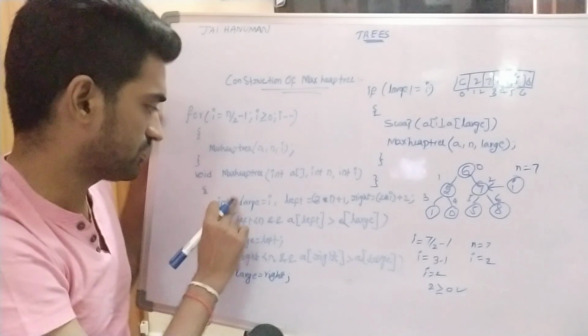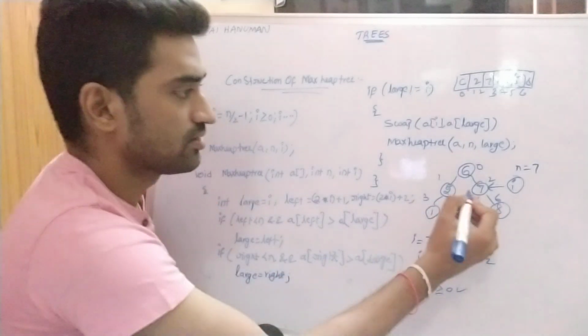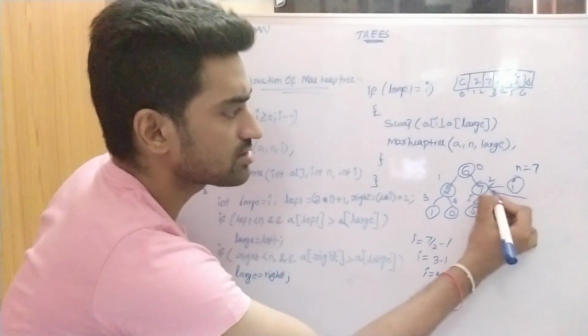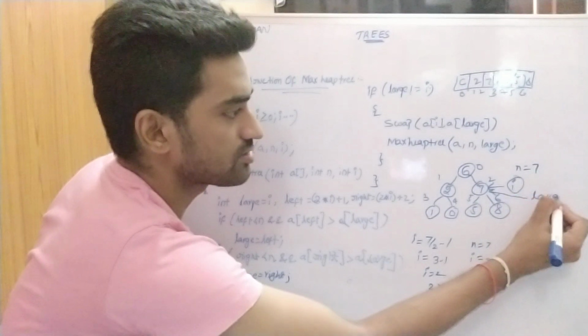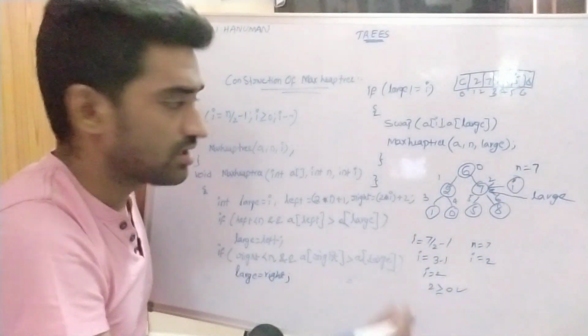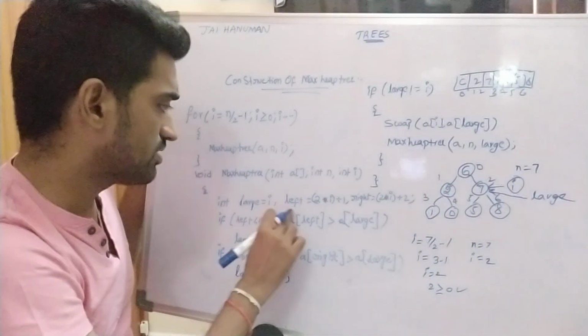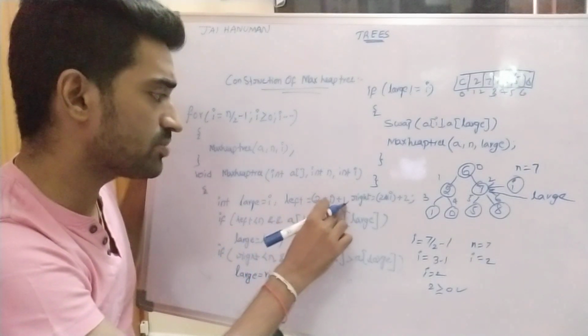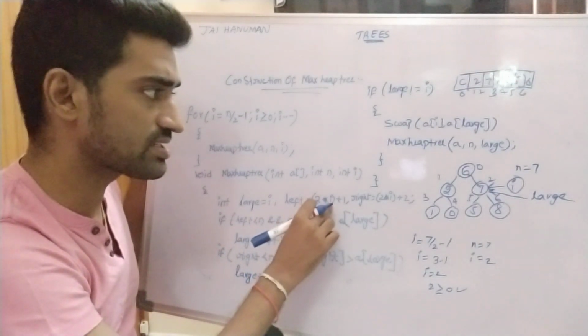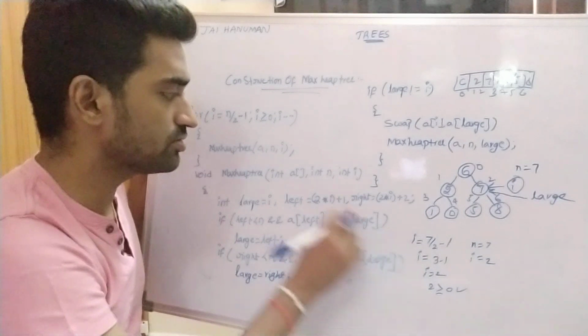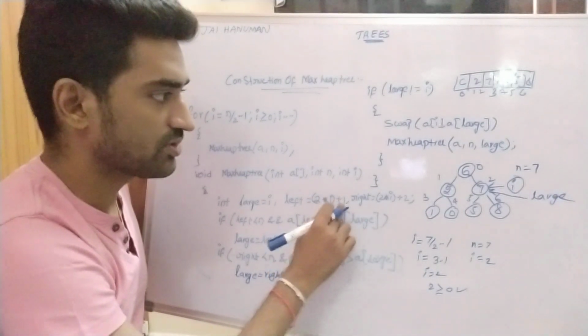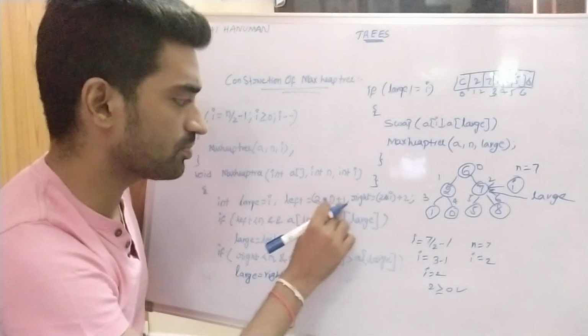So here large is equal to I. So here large pointer also placed at same position, large. This is large. Large is equal to I. Fine. Then left is equal to 2 into I plus 1. I is nothing but index 2 into I. 2 into 2 plus 1, 4. So 2 into 2, 4 plus 1, 5.